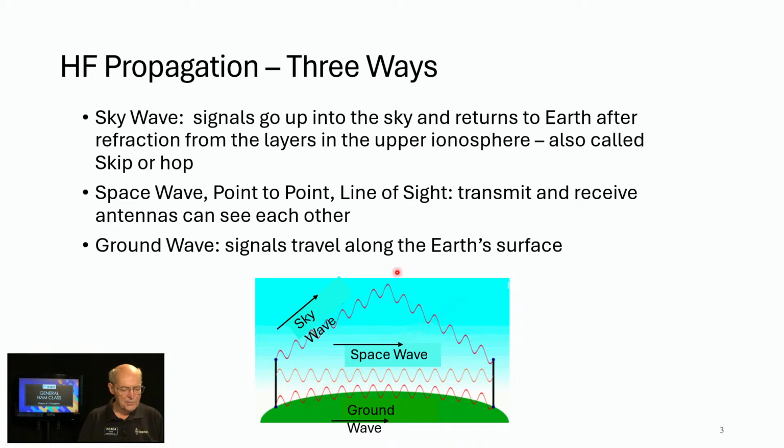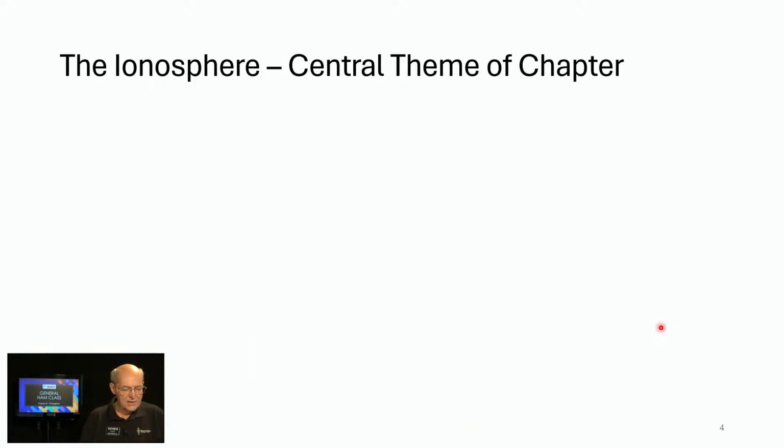And then we've got skywave, which we'll be primarily talking about tonight. Skywave is also called skip. The signal goes up into the ionosphere and returns to Earth after refraction from the layers in the upper atmosphere. And we can skip multiple times, get all the way around the world that way. So the ionosphere will be the central theme of the chapter.